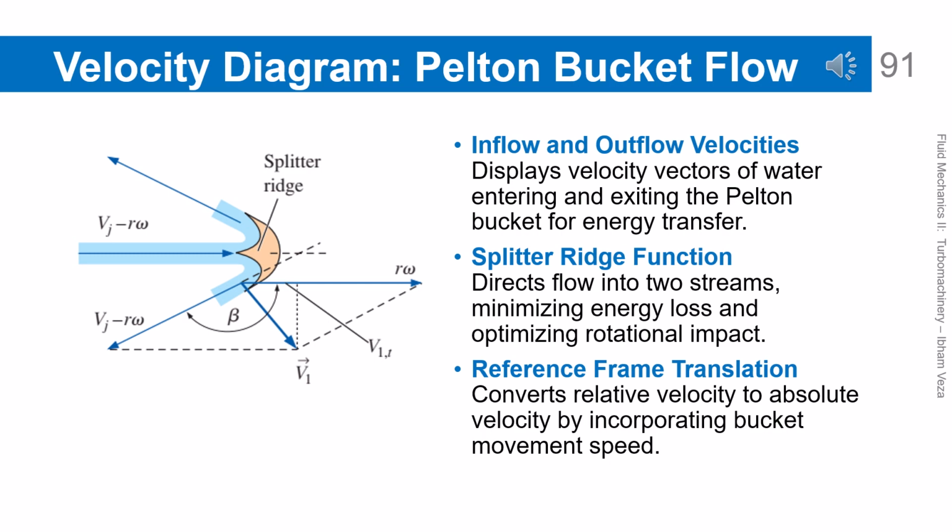Velocity diagram for Pelton bucket flow. This diagram shows the velocity vectors of water as it enters and leaves the bucket. By separating relative and absolute velocities, the momentum change can be analyzed quantitatively. The splitter ridge divides the flow into two symmetric paths to balance the forces on the wheel. This analysis forms the basis for calculating the force and power produced by the turbine. The vector approach clarifies the relationship between bucket geometry and turbine performance.